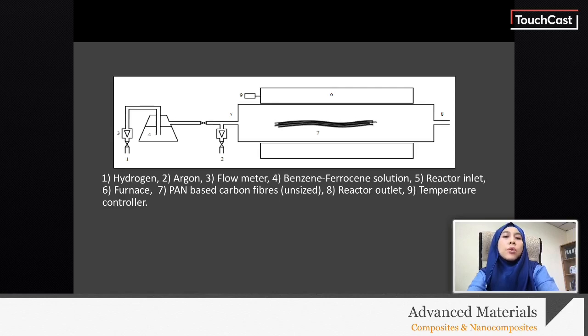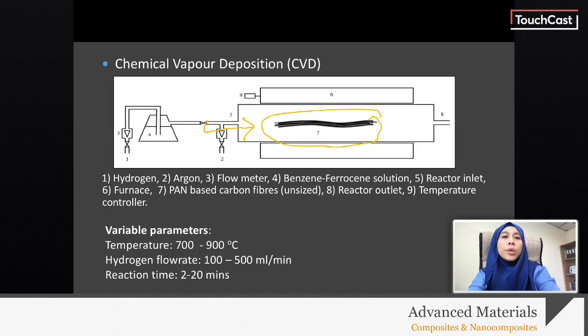CNT coating is grown on the surface of carbon fibers using the method of chemical vapor deposition, or CVD. In this process, carbon fibers are placed inside the reactor and are exposed to a gaseous mixture containing the catalyst precursor and the carbon precursor, which is carried into the reactor via a carrier gas. The process occurs at a temperature between 700 to 900 degrees Celsius, because this is the temperature where carbon nanotubes prefer to grow, and the length of time of the reaction also needs to be considered.